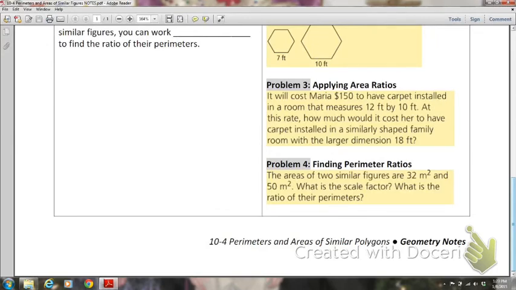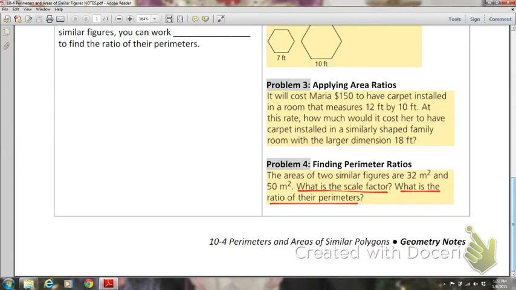In the last problem, you're finding perimeter ratios. It says the areas of two similar figures are 32 meters squared and 50 meters squared. So it's asking what is the scale factor and what is the ratio of their perimeters. Now once we find the scale factor, the ratio of the perimeters is going to be the same, because remember the scale factor was A over B, and the ratio of the perimeters was also A over B. So once we find that, we'll have the answer to both these questions.